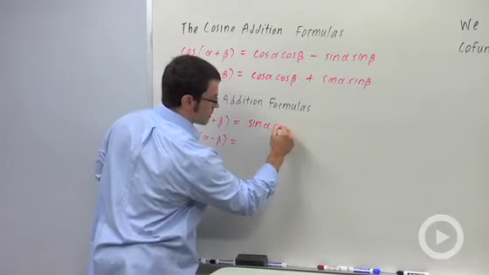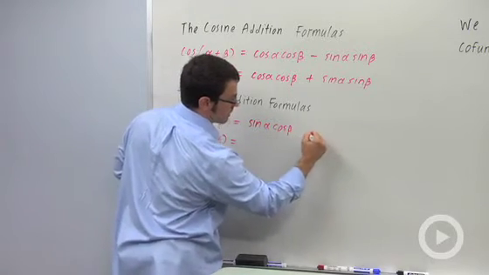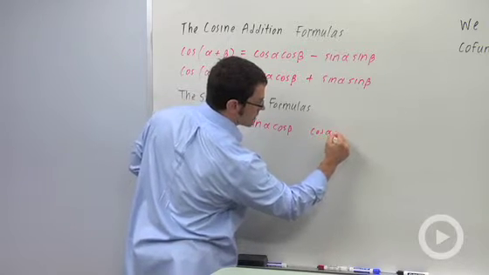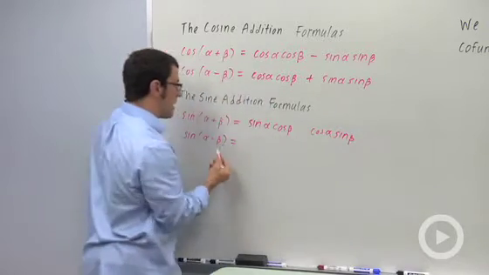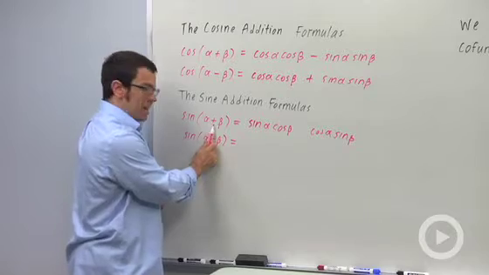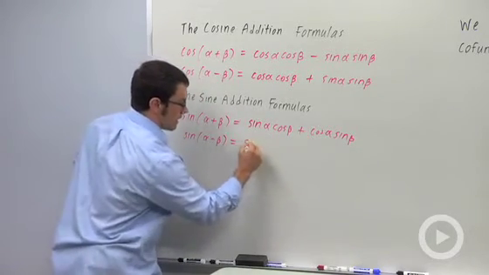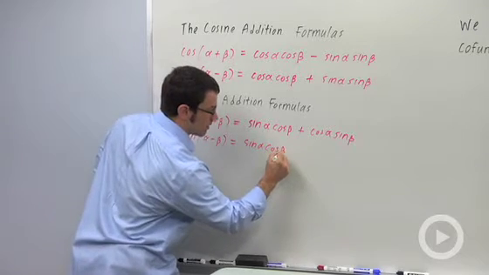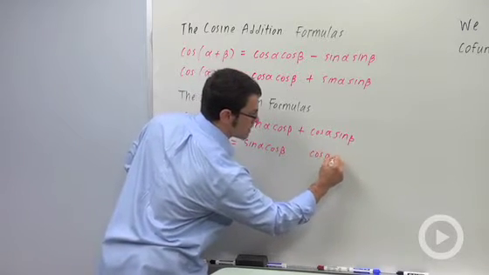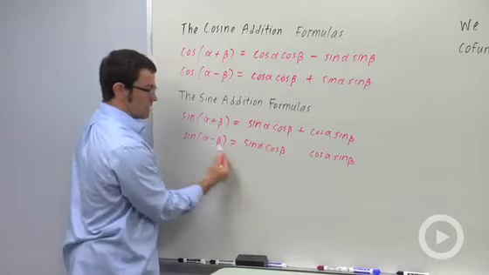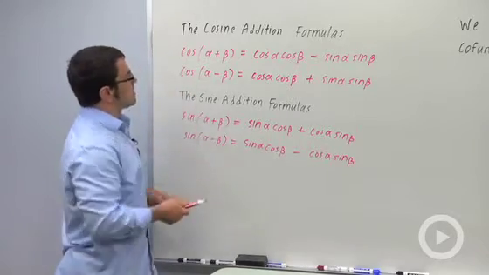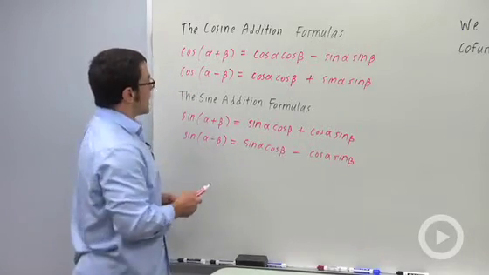So sine alpha, cosine beta, that's beta, cosine alpha, sine beta. And the sine stays the same. Think S for the same. Plus sine alpha, cosine beta, cosine alpha, sine beta. Minus stays minus. So these are the cosine addition formulas and the sine addition formulas.